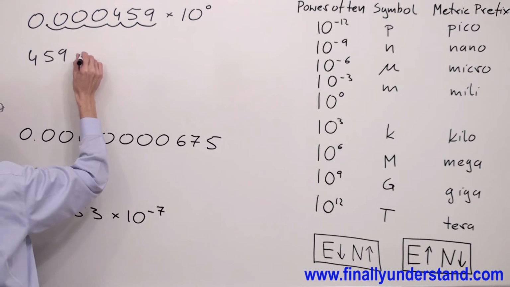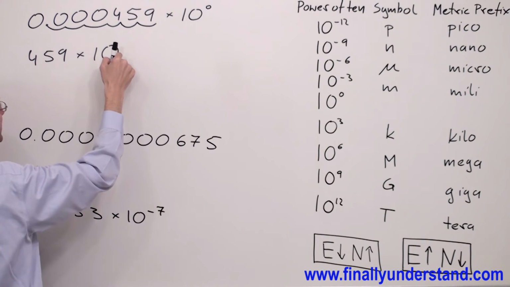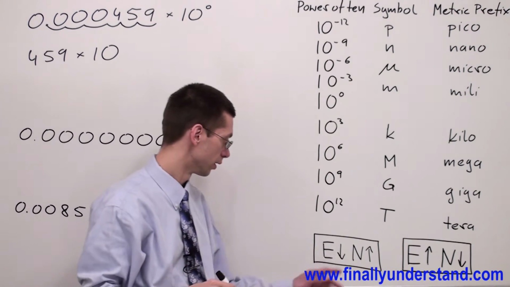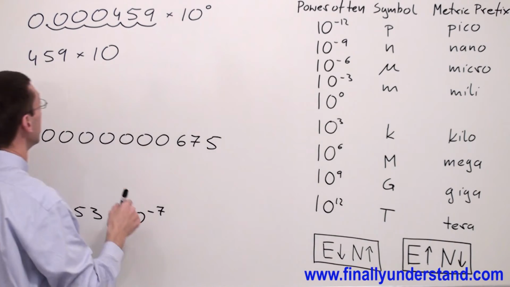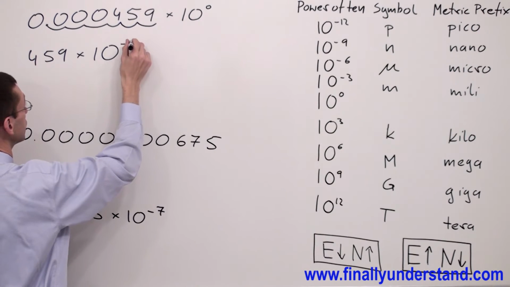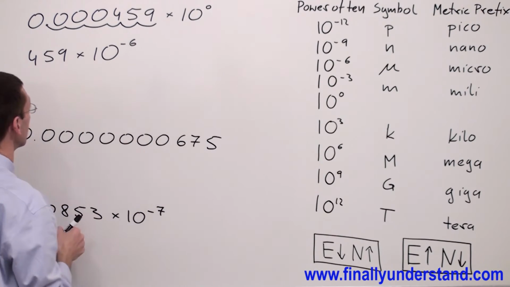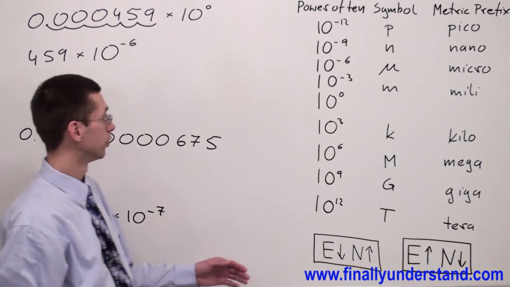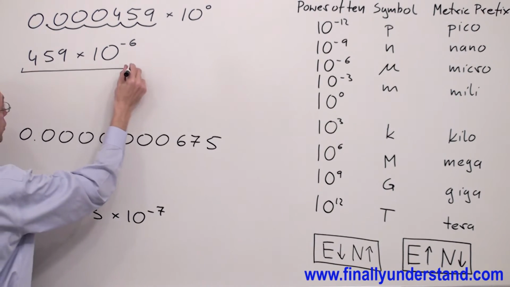459 times 10. And because I moved my decimal point 6 times and my number got bigger, my exponent has to get smaller. Anytime the number is getting bigger, the exponent is getting smaller. So that's why I have to write over here -6, because my exponent has to be 6 smaller than 0. So the number is between 1 and 999, so this one is okay. And I got one of these powers of 10. So this is the solution to my problem.